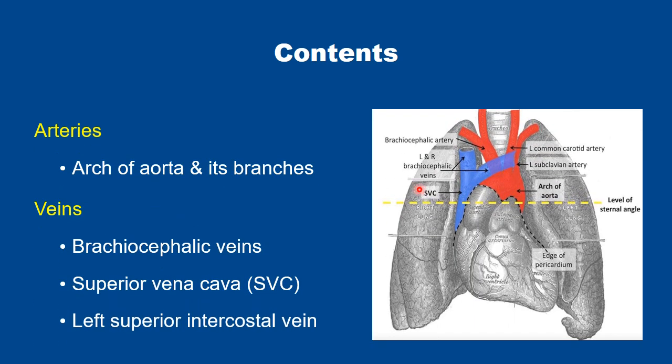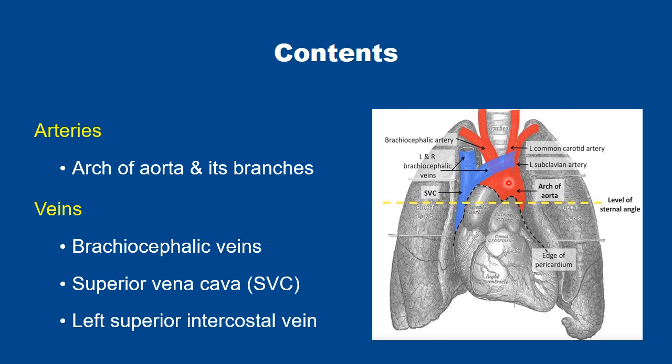Then the contents of the superior mediastinum. This superior mediastinum contains some arteries and veins. So first we'll see the arteries which are present in the superior mediastinum. Here we can observe it contains the arch of aorta and its branches. On the right side it contains the brachiocephalic artery and on the left side it contains the left common carotid artery and the left subclavian artery.